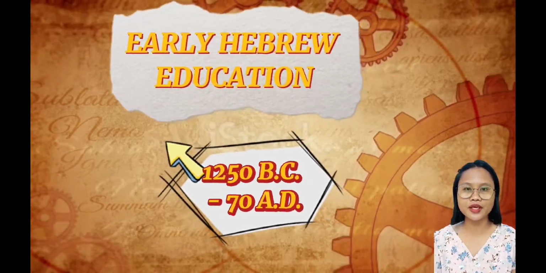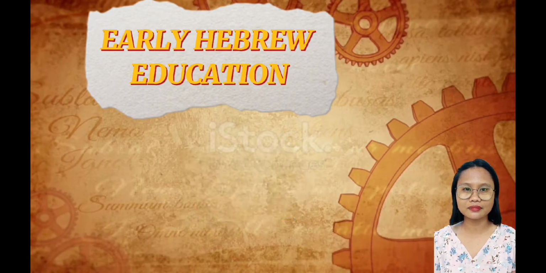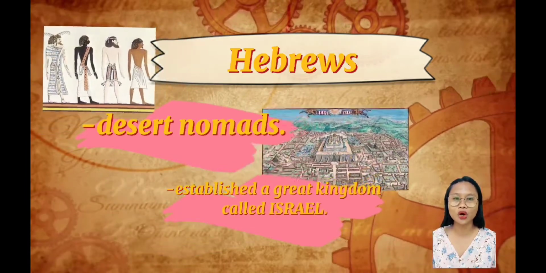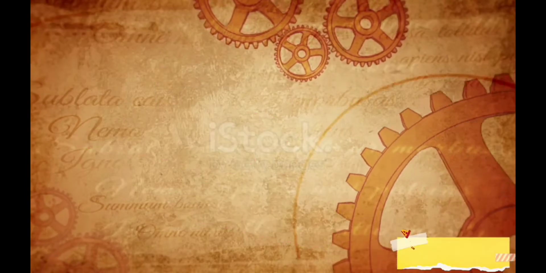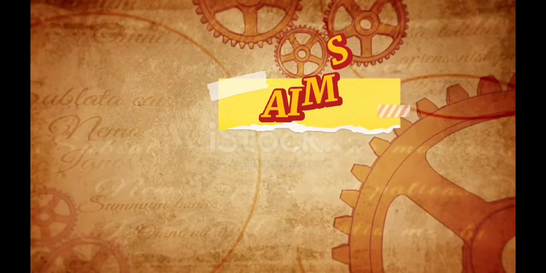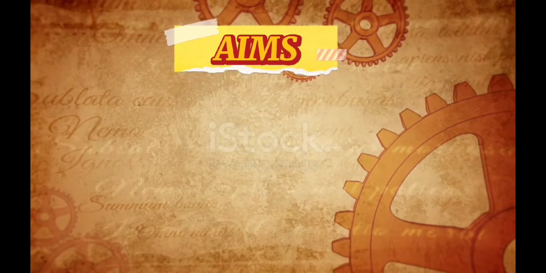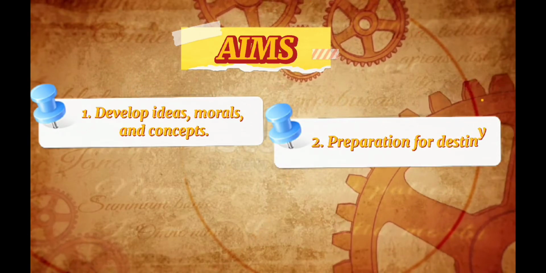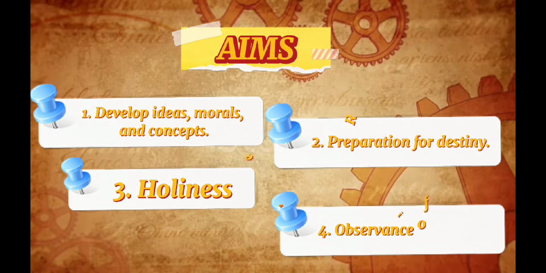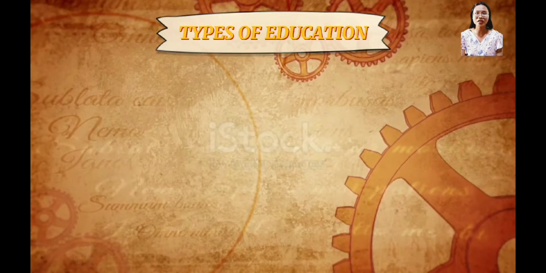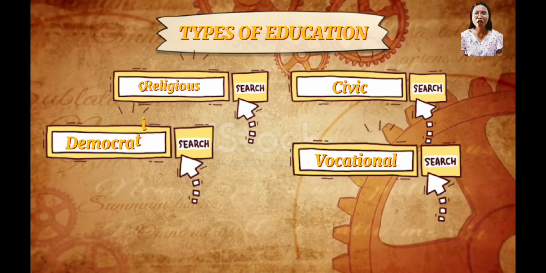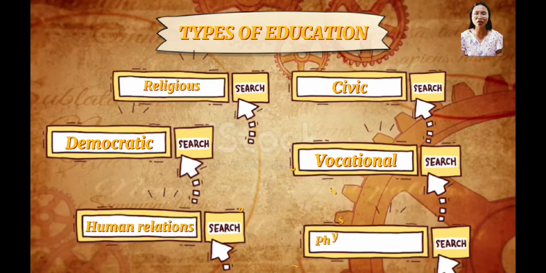Early Hebrew education from 1250 BC to 70 AD. Hebrews were desert nomads who established a great kingdom called Israel. These were the aims of early Hebrew education: develop ideas, morals, and concepts, preparation for destiny, holiness, and observance of religion. Types of education: religious, civic, vocational, democratic, human relations, and physical education.